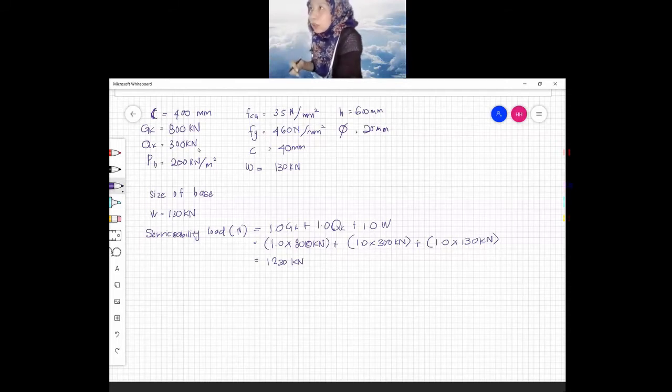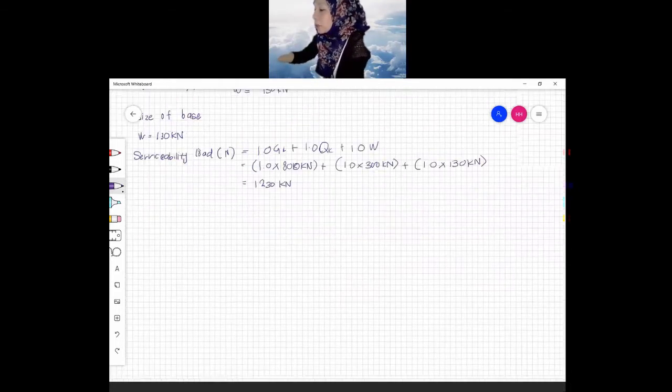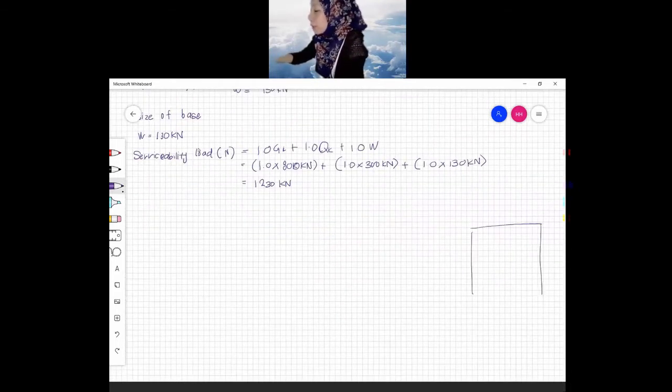So after we get this, this is the serviceability load. We actually use the serviceability load to get the size of the base, to find the size LY, LX. The base is a square, because the question says design a square base. So this should be LX and this should be LY, and the value of LX and LY is the same because it is square.